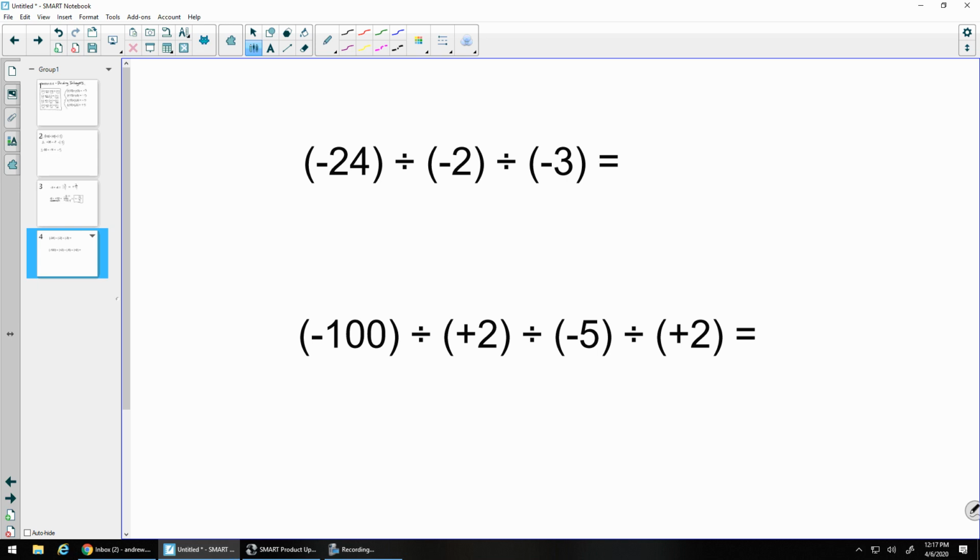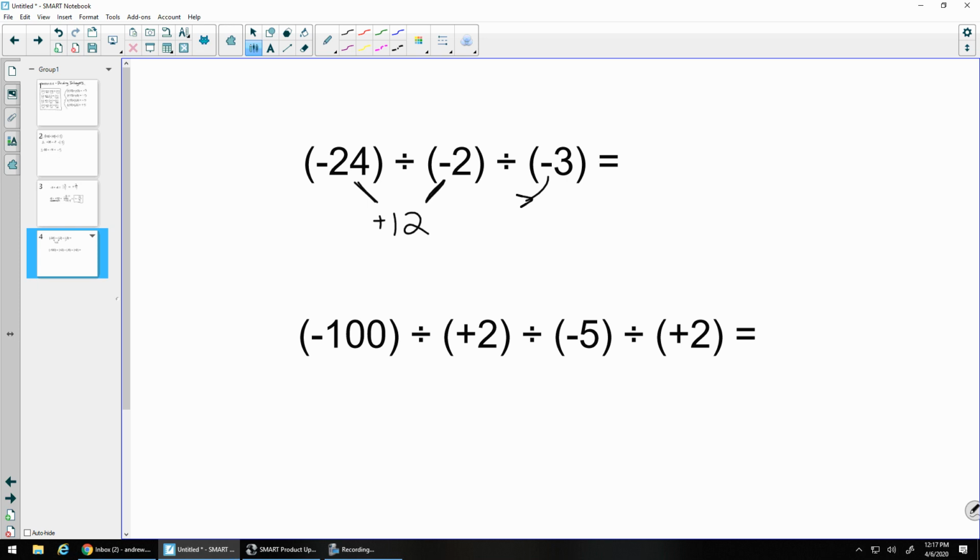Okay, and just remembering when there is more than just two numbers being multiplied or divided, we're really just looking and seeing, is there an even or an odd number of negatives? Because if there's an odd number of negatives, your answer is going to be negative. So when we look at this first one, negative 24 divided by negative 2, well, 24 divided by 2 is 12. It's a negative and negative, so that's positive 12.